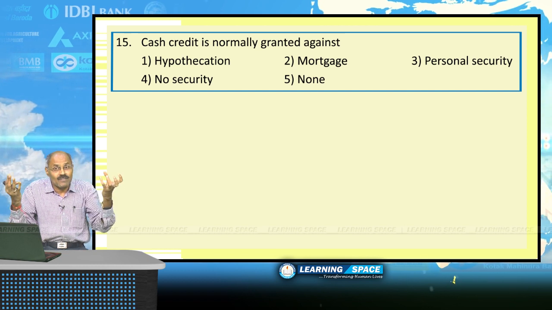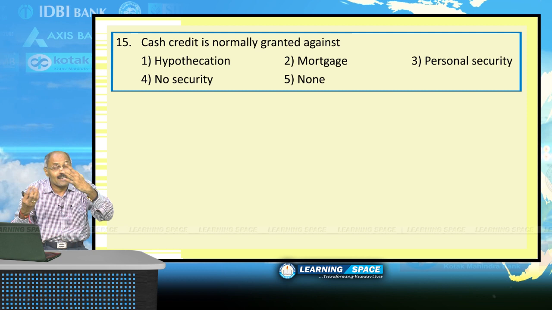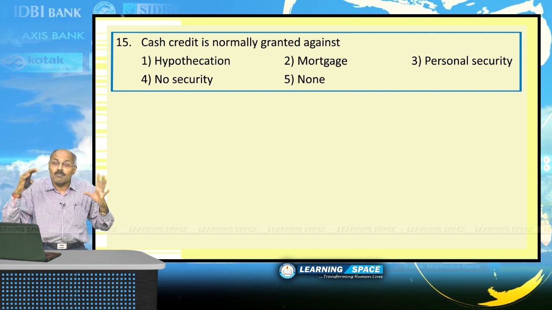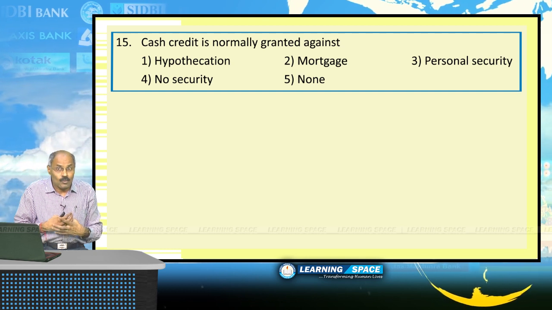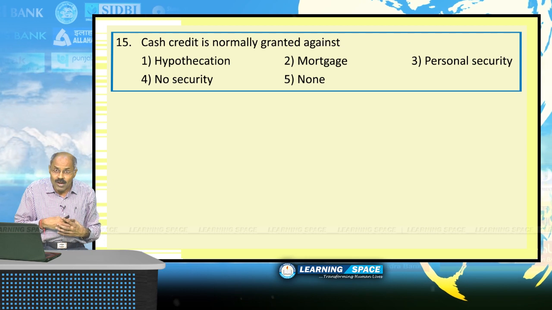But there is a slight difference between cash credit and overdraft facility. In cash credit, the security is the items manufactured by you. You are manufacturing computers. You have 1000 computers in your godown.